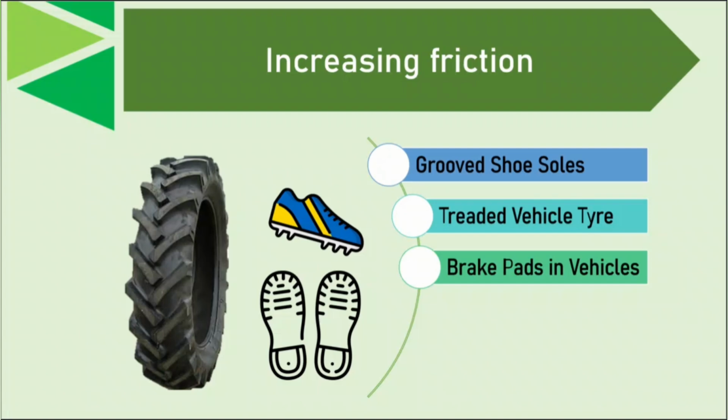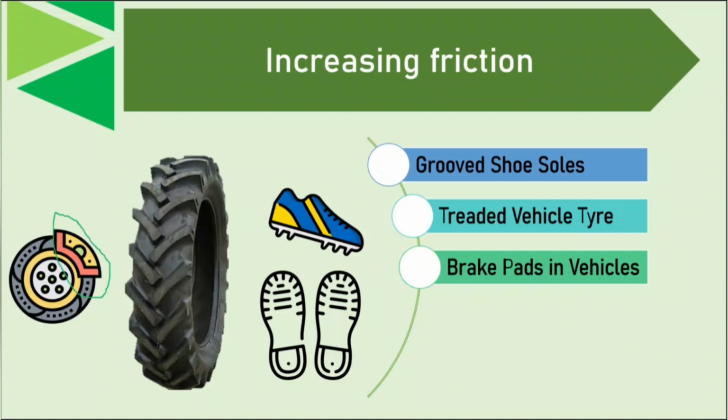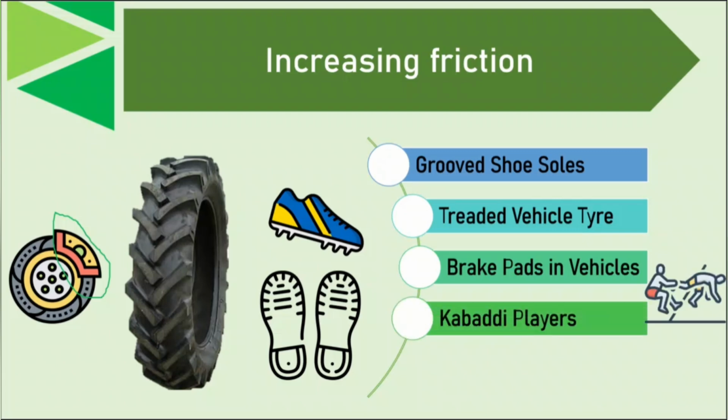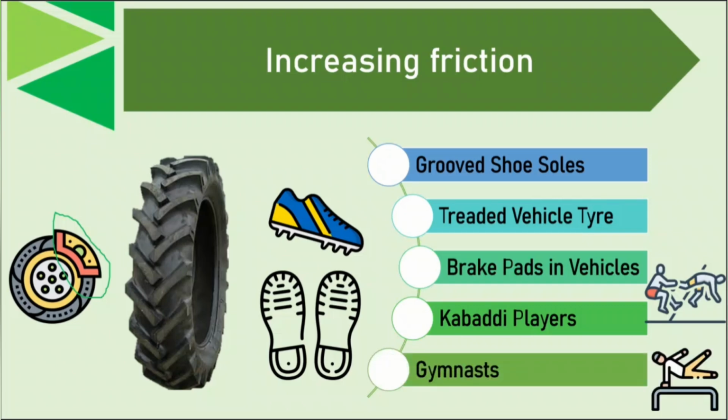Then there are brake pads in vehicles. Brake pads create friction with the rim or disc that is shown here. You can see that there is a rim over here to stop the vehicle, in bicycles and automobiles. You can also see that certain players of kabaddi or other sports just rub soil on their hands and this gives them a better grip on the opponent. Same happens with gymnasts who use coarse substances like chalk powder on their hands to enhance their performance.